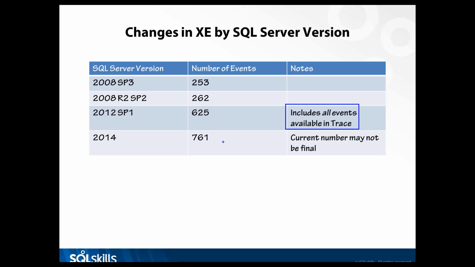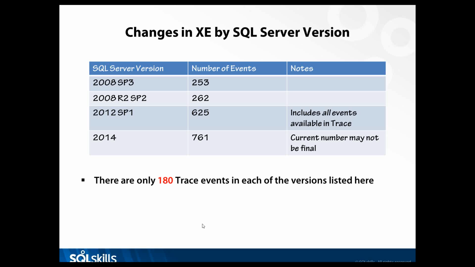The current count for 2014 is 761, but again, that may not be final. And this is the point where I survey the audience and I say, how many events do you think there are in Profiler? And that number hasn't changed in any of these releases. But you look at this and you think, okay, there's 625 different events in 2012. How many are there in Profiler? There's only 180. So again, this is why we can do so much more in XE than we can do with Profiler. So I don't know if we have any questions yet before I jump in.